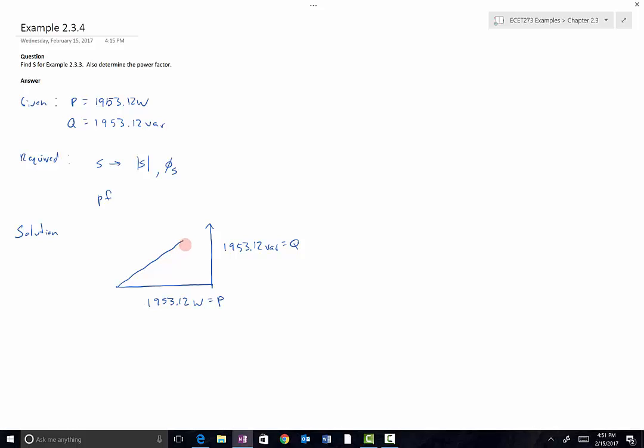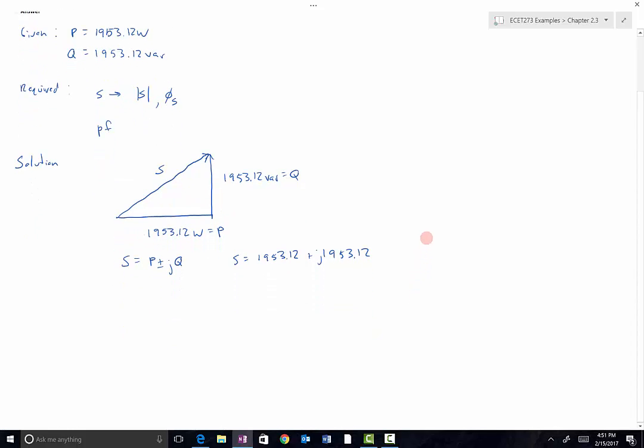S is the vector sum of those two quantities right there. And so we can see that S from this triangle is equal to P plus or minus jQ. I use plus or minus because Q can be negative sometimes. So S is going to be equal to 1953.12 plus j1953.12. So that's rectangular form.